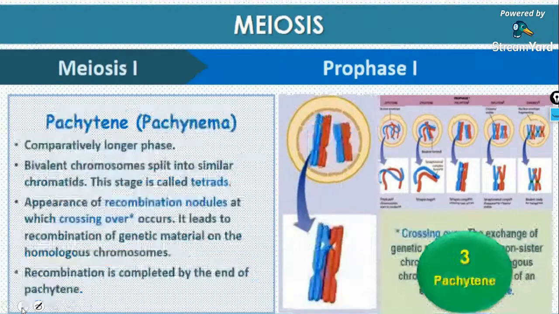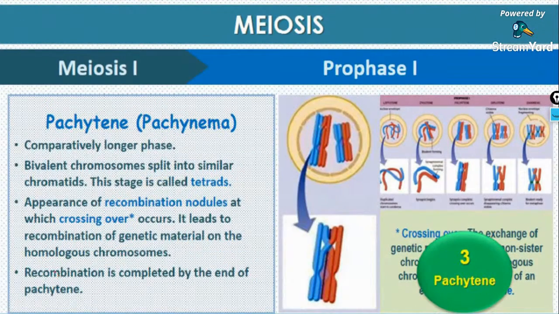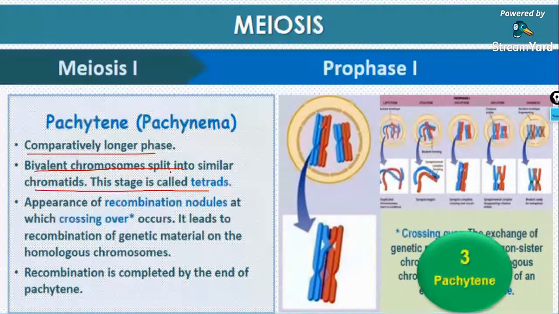Clear with that? Next we have the next stage known as pachytene or pachynema. It is a comparatively longer phase. Bivalent chromosomes split into sister chromatids. This stage is called tetrad. So tetrad formation occurs. The bivalent becomes clear and distinct, leading to a tetrad. Look at this. This is what is said to be a tetrad.